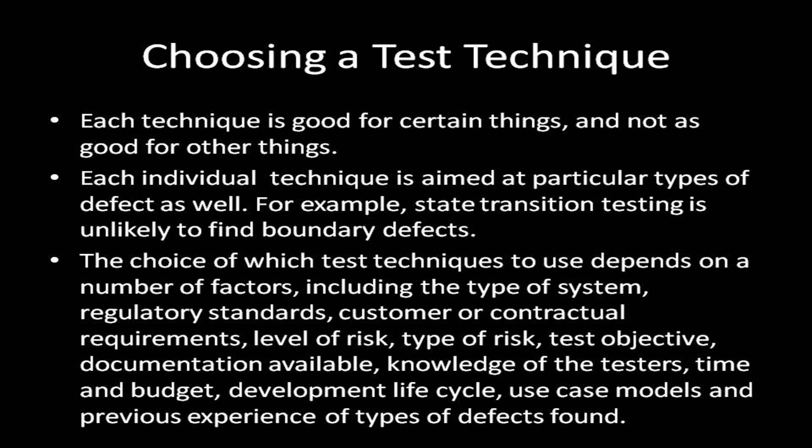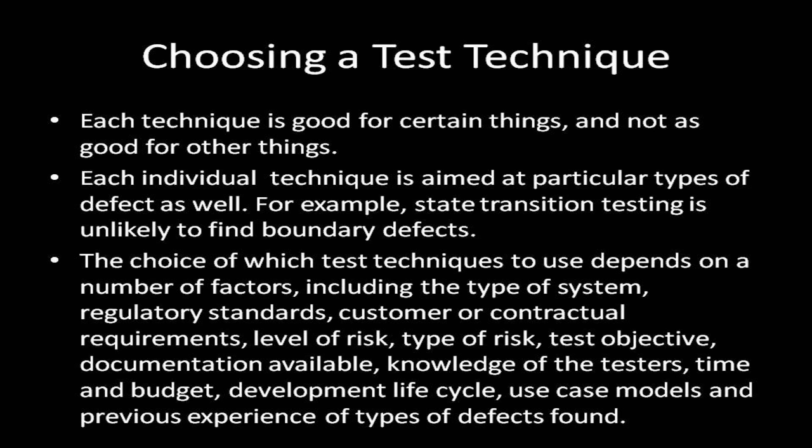Which technique is best? Each technique is good for certain things, and not as good for other things. For example, one of the benefits of structure-based techniques is that they can find things in the code that aren't supposed to be there, such as Trojan horses or other malicious code. However, if there are parts of the specification that are missing from the code, only specification-based techniques will find that; structure-based techniques can only test what is there. If there are things missing from the specification and from the code, then only experience-based techniques would find them.